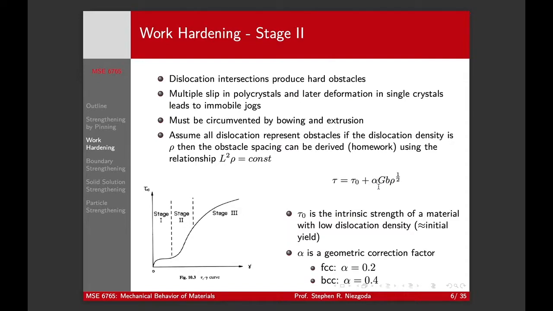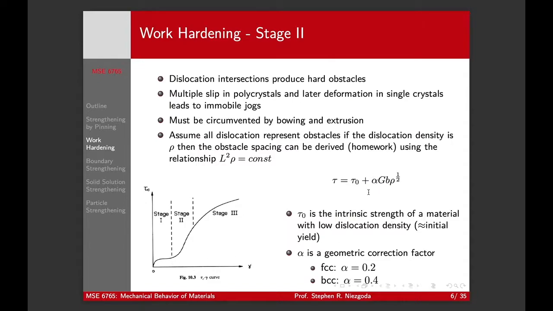Tau is tau naught plus alpha GB rho to the 1/2, the square root of the dislocation density. This is the Taylor hardening relationship. It's a very well-known, important relationship that basically says your yield stress is proportional to the square root of your dislocation density. Where tau naught is the intrinsic strength of a material with low dislocation density. Right, this is given by the Peierls stress convolved with the number of dislocations that you have. This is kind of the initial yield point here.